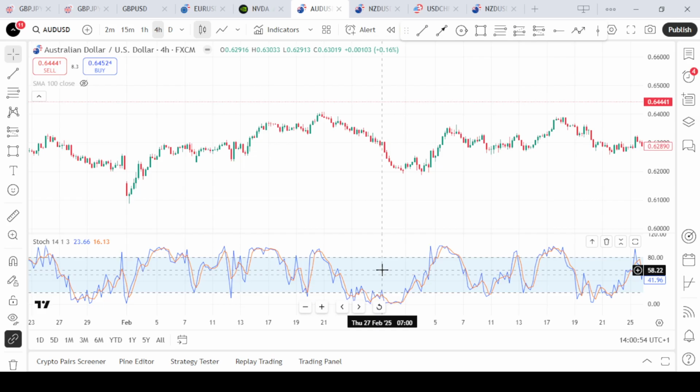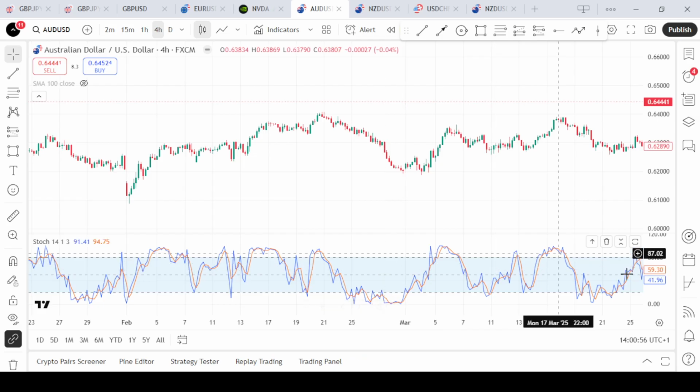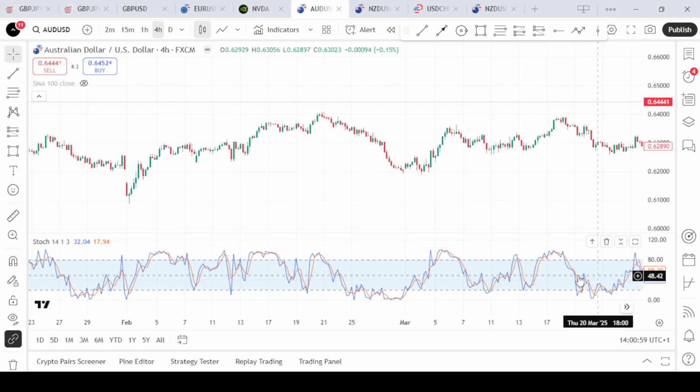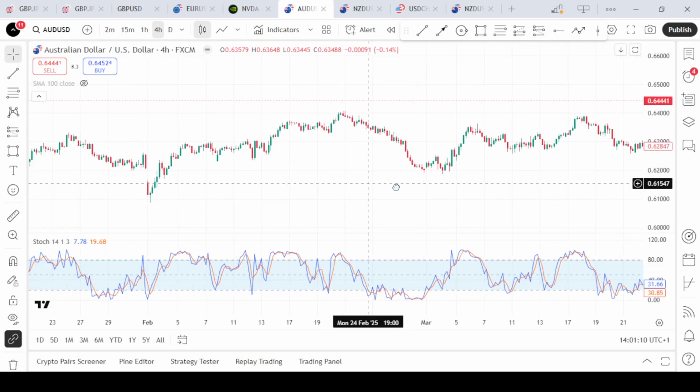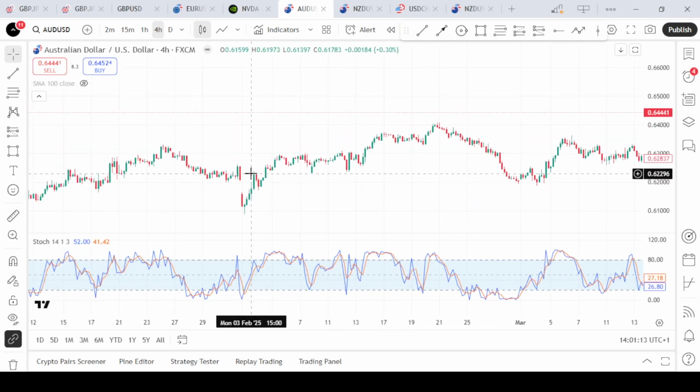Now there is another thing we need to know about this indicator, which is its key use. Traders use the stochastic oscillator to generate buy and sell signals through crossovers between the K and D lines. Divergence between the oscillator and price action also provides strong reversal signals.